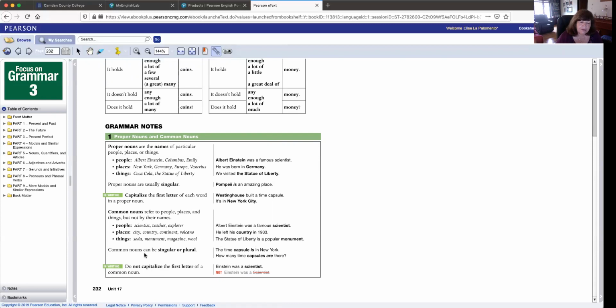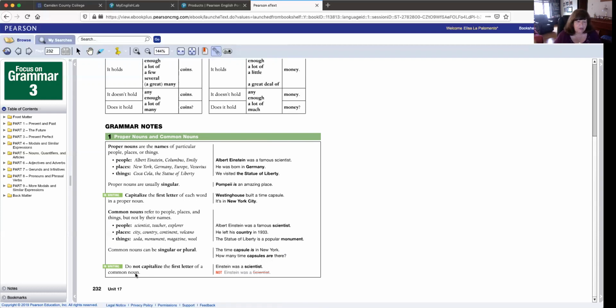It tells you that common nouns can be singular or plural. For example, the time capsule is in New York, because this is singular, it's followed by the verb is. Or, how many time capsules are there? And this is plural. It's a common noun with a plural, so it's followed by the word are.